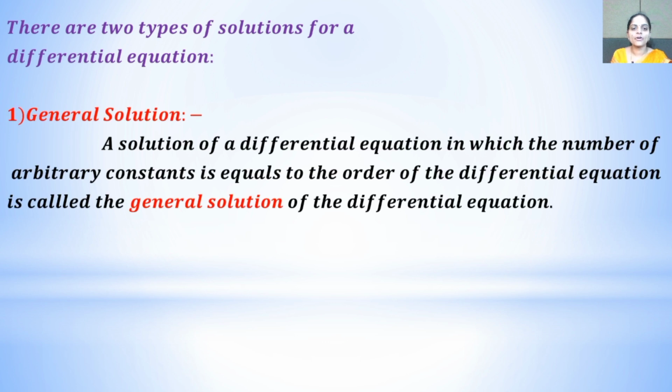A solution of a differential equation in which the number of arbitrary constants is equal to the order of the differential equation is called the general solution of the differential equation. It means that in this solution, the number of arbitrary constants and the order of the differential equation are same. Remember here, the number of arbitrary constants and the order of differential equation are same. So, the solution is called general solution.